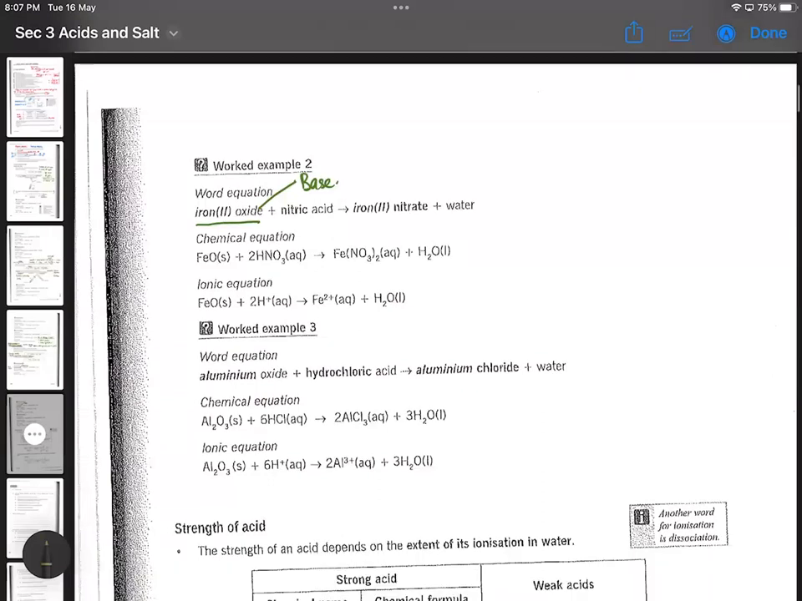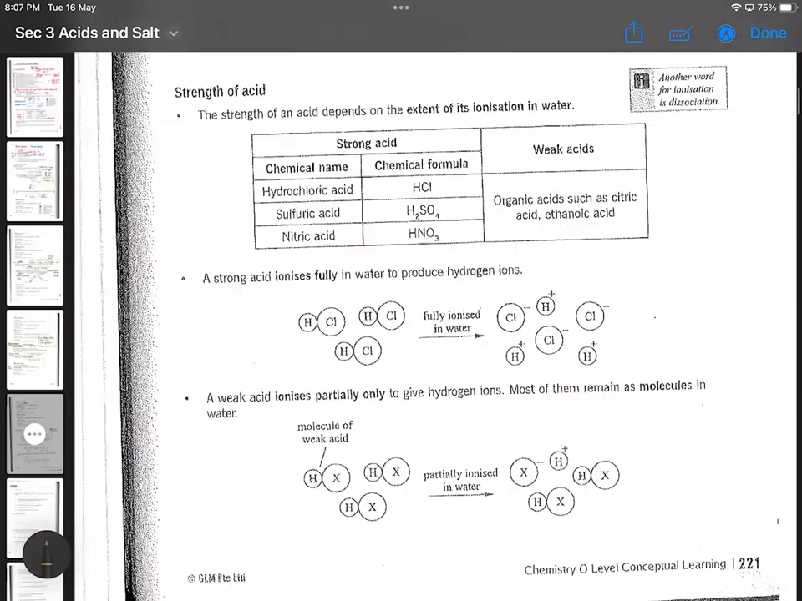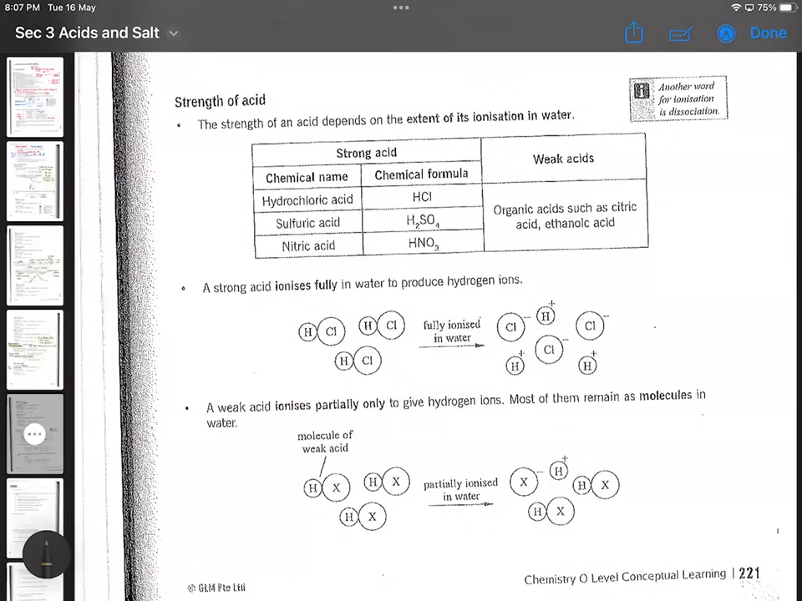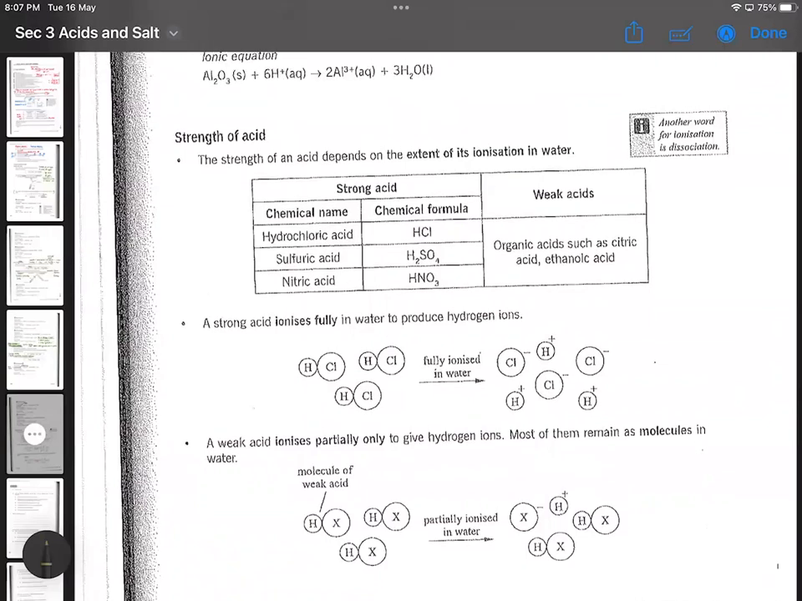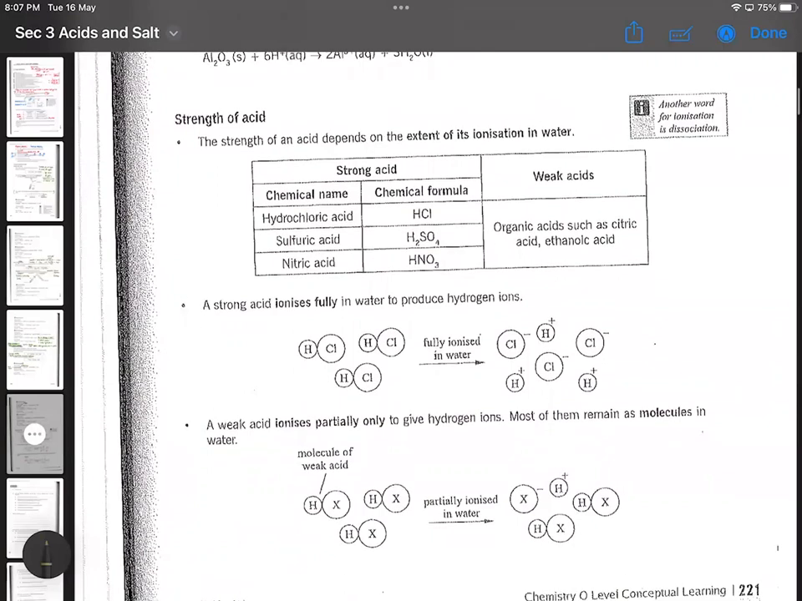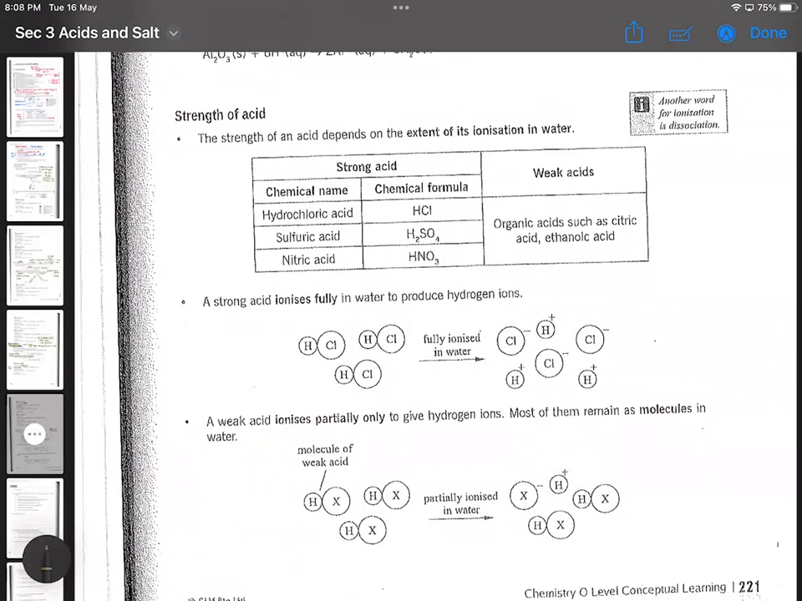All right. If not, let's look at the strength of acids. I'll give you all about 30 seconds to look at the graphic here.